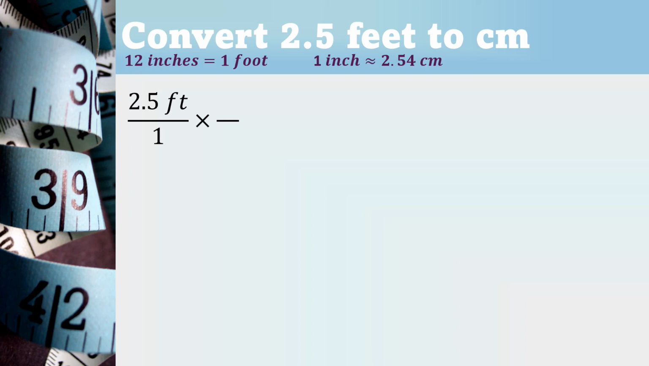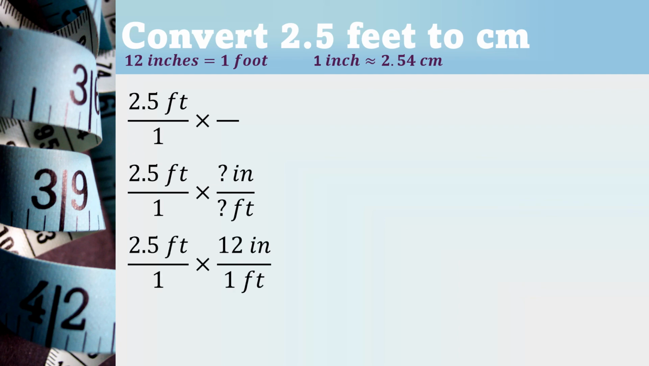And what I know off the top of my head is there's 12 inches in every foot, and an inch is approximately 2.54 centimeters. So if I can go from feet to inches, and then I can go from inches to centimeters, I'm good. So let's start there. 2.5 feet, we want to take that to inches. I'm going to simplify a few of the steps now. We're going to set up our fraction. 12 inches equals 1 foot. We do the math after we cancel, and we get 30 inches. So 2.5 feet is equal to 30 inches.